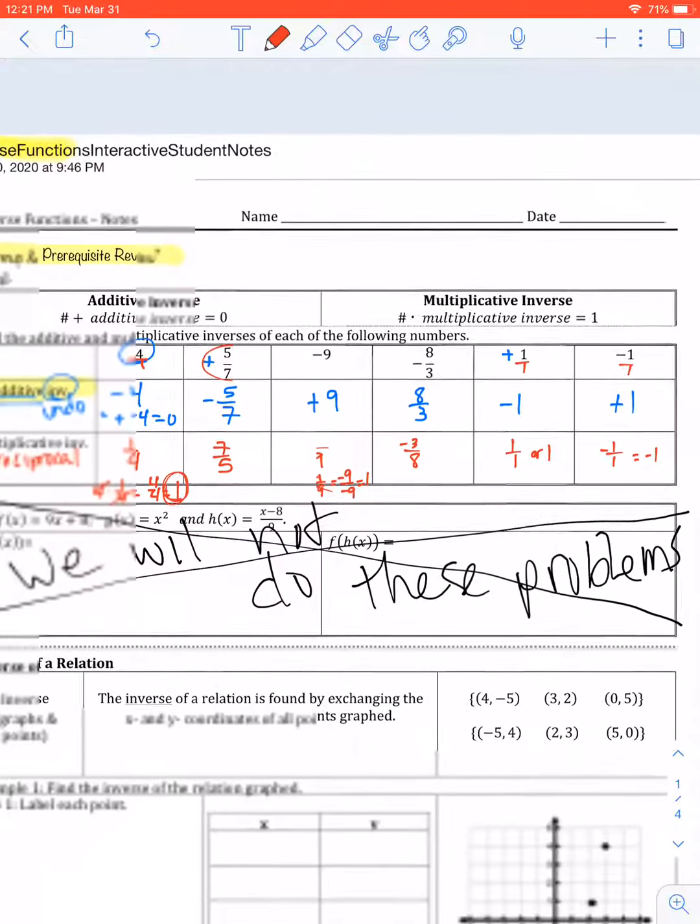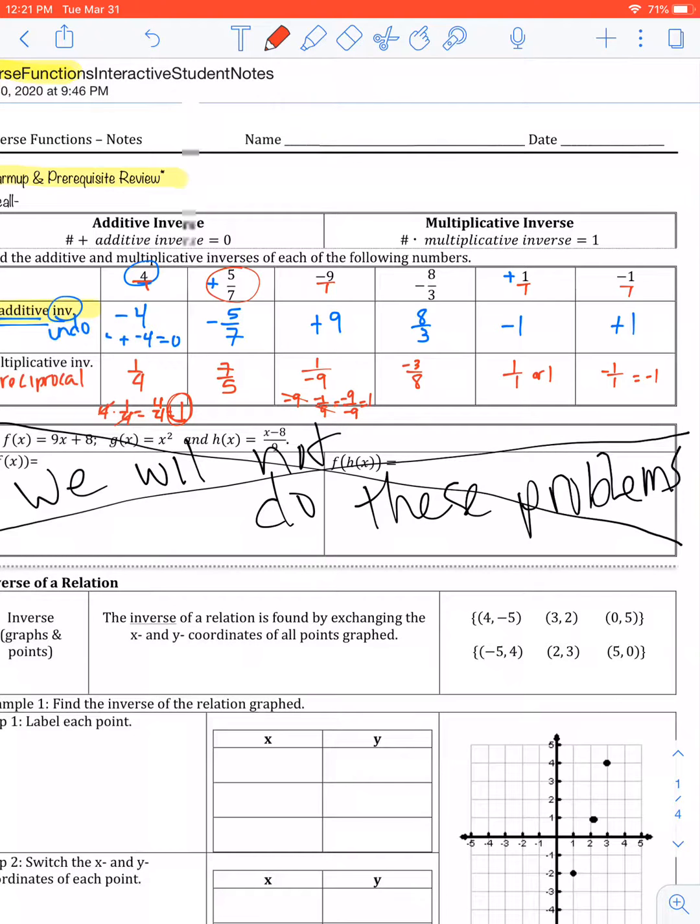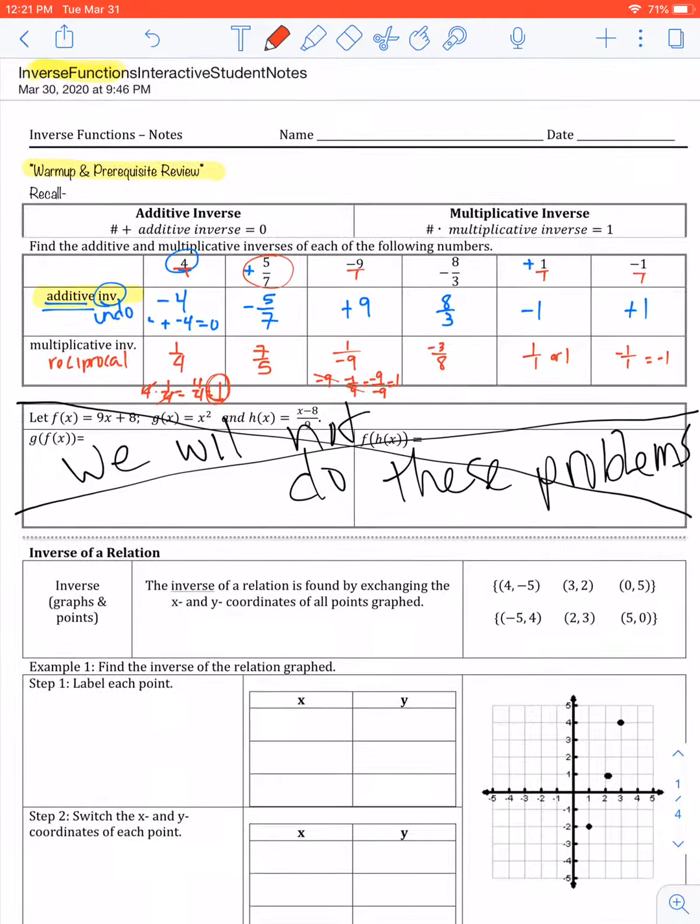Reminder, if this went too fast, you can pause, stop, rewind at any time. Your first homework problems will just be to tell me what is the additive inverse, so how do you undo that number by adding or subtracting. And then what I have written in red, you give me the reciprocal, because the number times your multiplicative inverse has to equal 1.